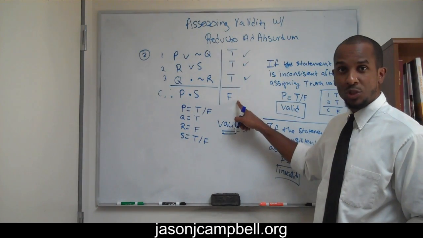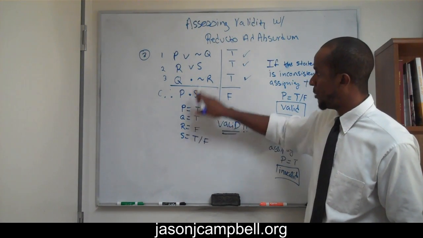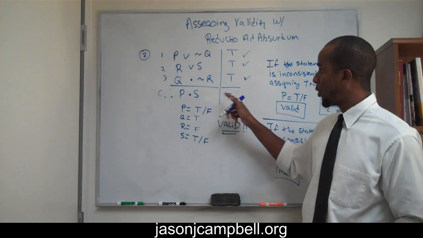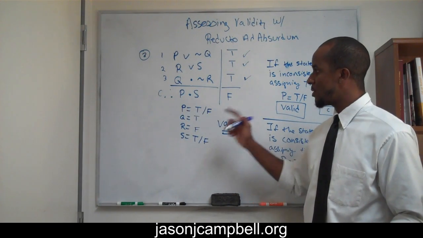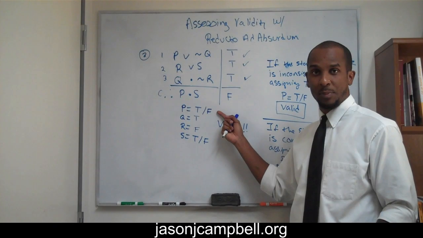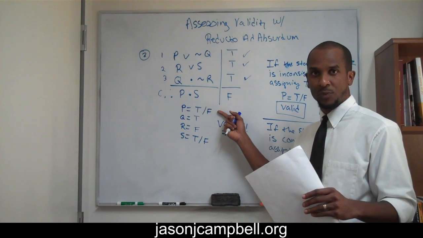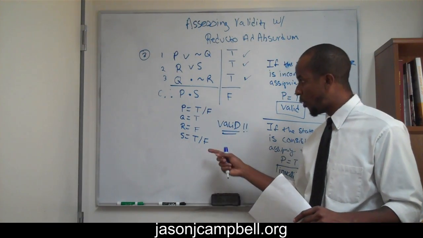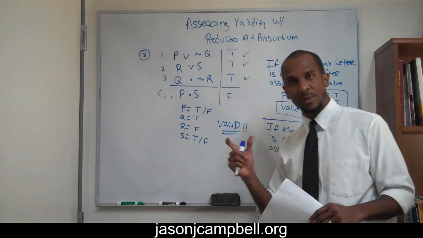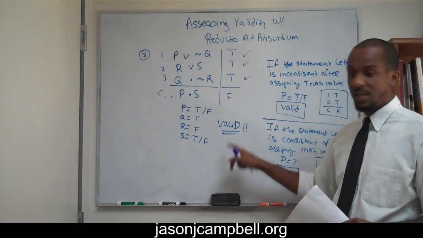But I need my conclusion to be false, and I've already assigned, up until that point, truth to both P and S. So the only way that my conclusion can be false is by having an inconsistency in the attribution of truth value to the statement letter P, as true and false, or to S as true and false. That inconsistency shows that my argument is valid.